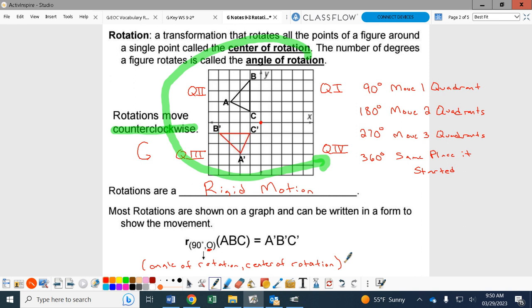There's 3 of them. You got to know them. You don't need the 4th one because it ends up the same. You don't need one for 360. You need one for all 3 of these, and they're straightforward. You just got to learn them.